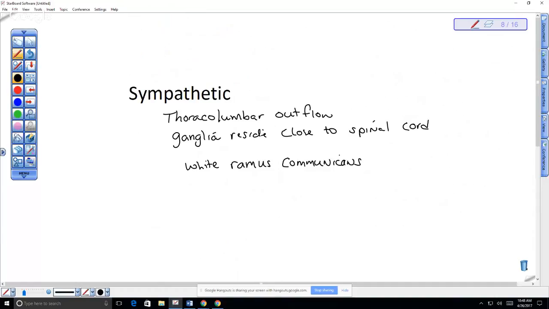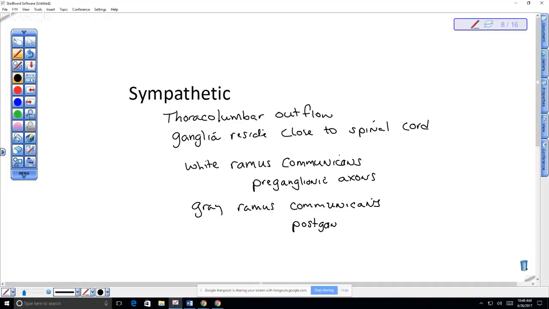So remember that ramus means a branching off. So this is a branch. And why would it be called white instead of gray? What does it have? Myelination, right? So the white ramus communicans are the preganglionic axons entering into the ganglia. And then we have the gray ramus communicans. So this would be an unmyelinated axon. So these are the postganglionic axons.